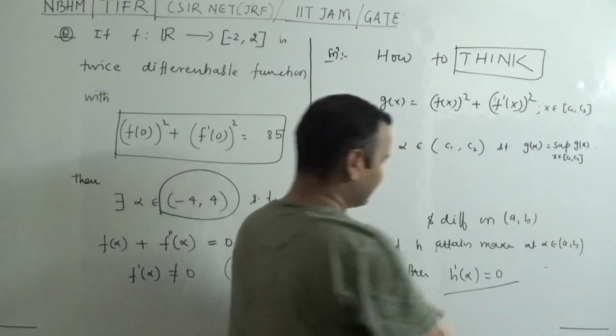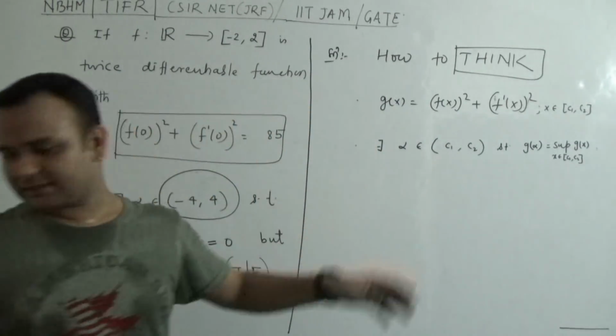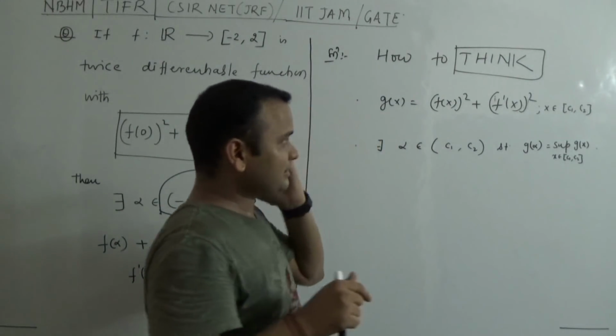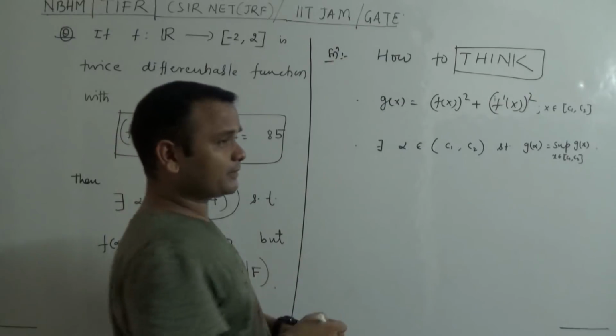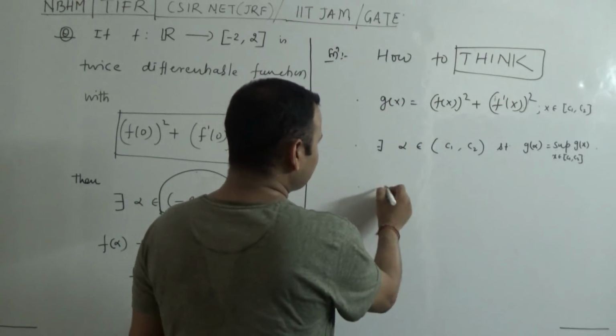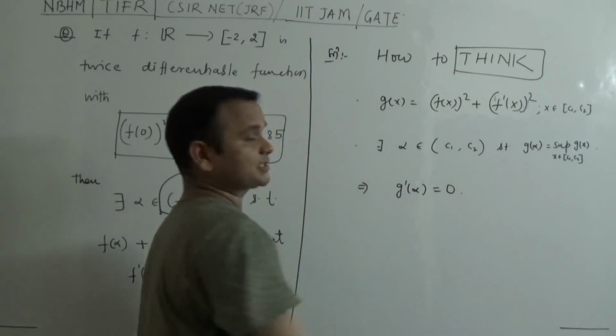So using that, the derivative at that point must be 0. The same case will arise in our case. The function's maximum value is attained inside C1 C2, because at C1 C2 the maximum value is 5 and at 0 the value is 85. So alpha must be an interior point. Therefore, that implies the derivative at alpha must be 0.